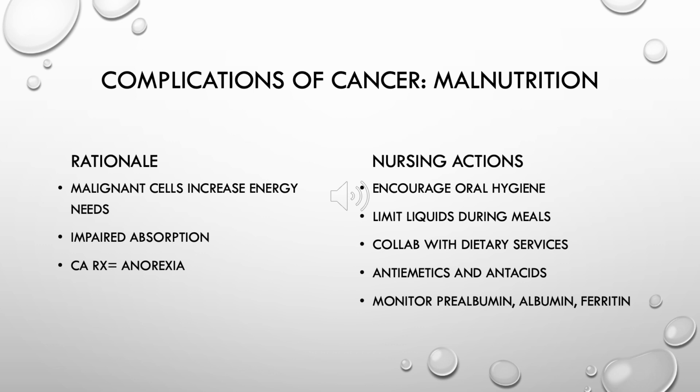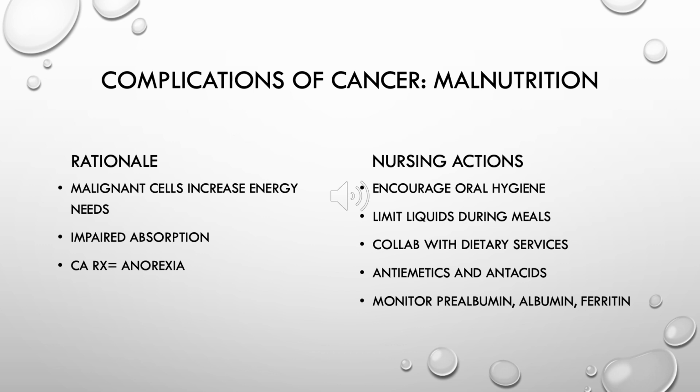You're going to collaborate with dietary services. You're going to give antiemetics and antacids as prescribed. And there are some lab values you're going to monitor, and this is super important. You're going to monitor for prealbumin. Prealbumin lets you know what the patient's nutrition was like in the last 3 days. It's the most specific lab you can do for malnutrition.